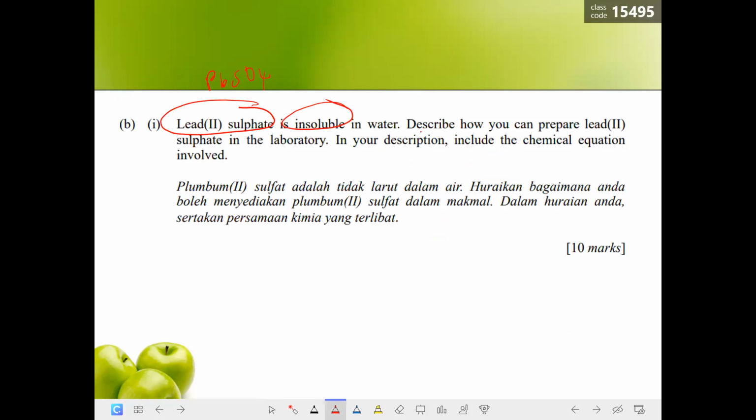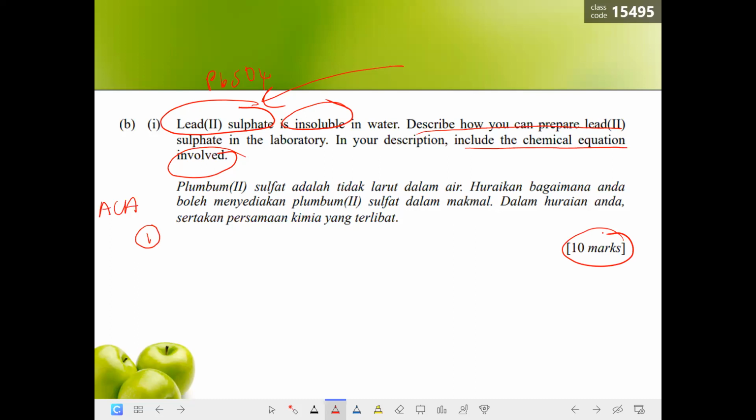Describe how you can prepare it and include the chemical equation. Now, those of you who came to yesterday's class, you have to answer, teacher. Only 6 to 7 marks for the procedure. Who can help, teacher? What is step number 1? How do I get lead-2 sulfate? This is a 10 marks essay question.